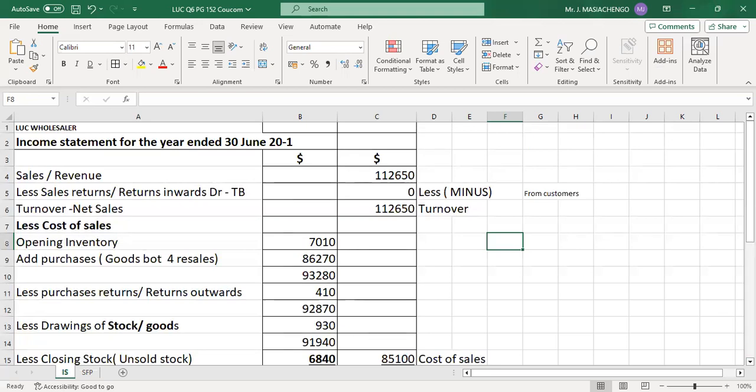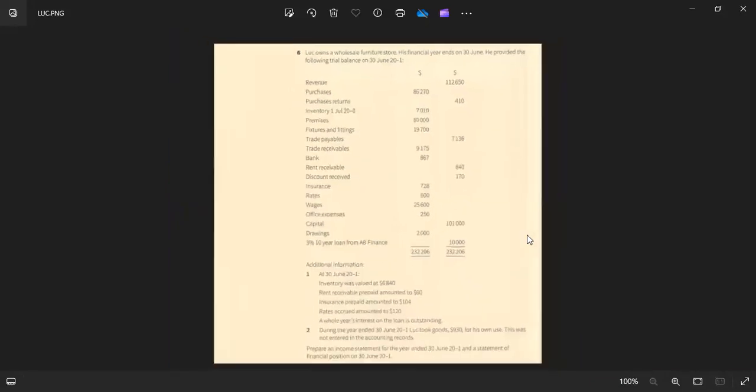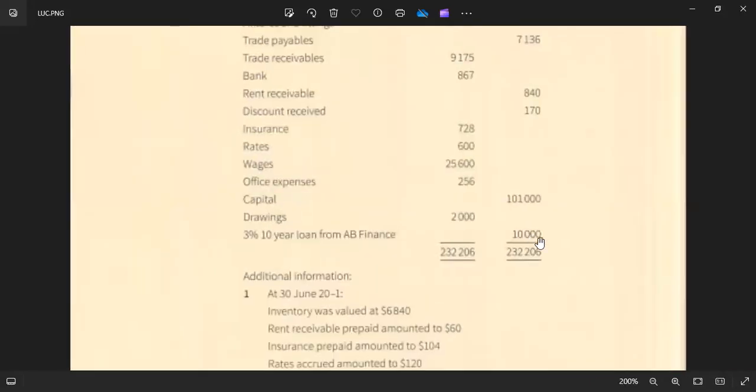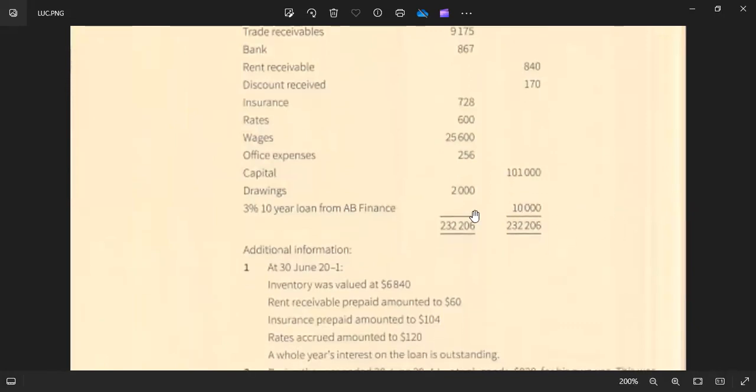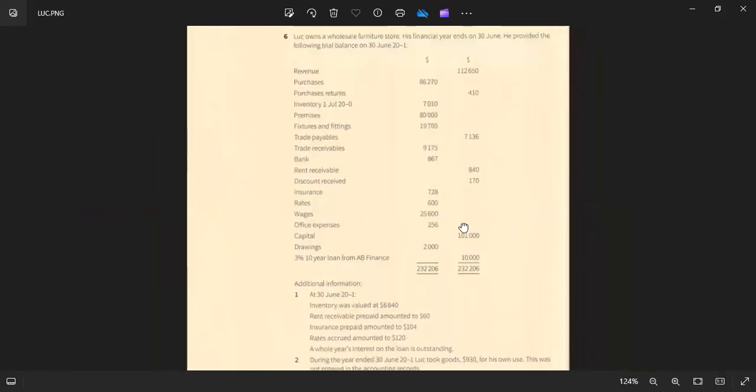Right. This is the question. If you are junior, I want you to try this question up to this point. Let me shrink it a little bit. This is the question that I want you to try. I took it from your textbook. Please, can you try this question? Right, so these are the questions.